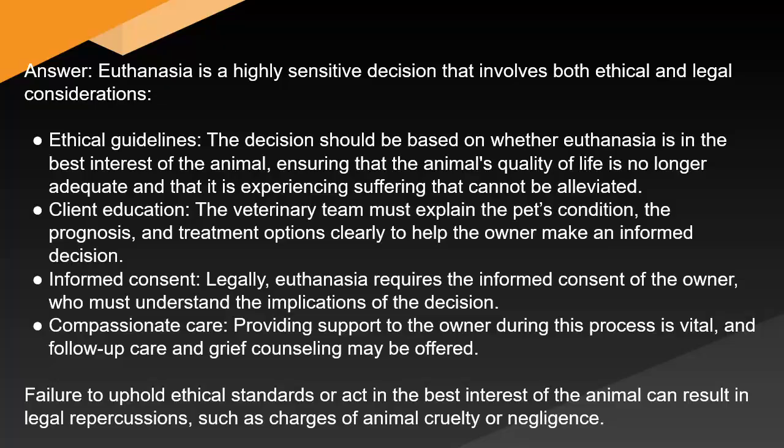Client education. The veterinary team must explain the pet's condition, the prognosis, and treatment options clearly to help the owner make an informed decision. Informed consent. Legally, euthanasia requires the informed consent of the owner, who must understand the implications of the decision. Compassionate care. Providing support to the owner during this process is vital, and follow-up care and grief counseling may be offered. Failure to uphold ethical standards or act in the best interest of the animal can result in legal repercussions, such as charges of animal cruelty or negligence.